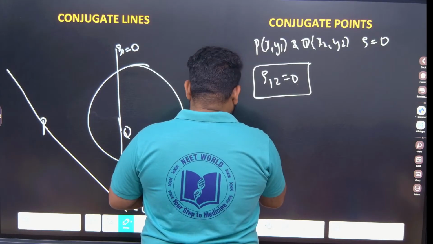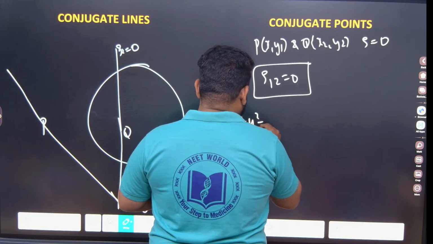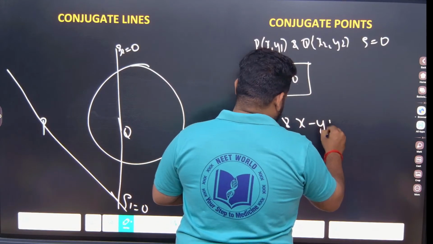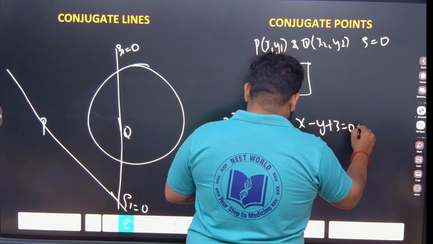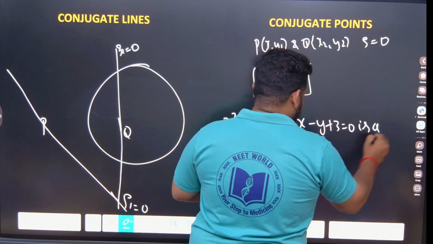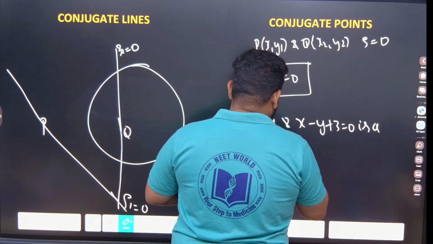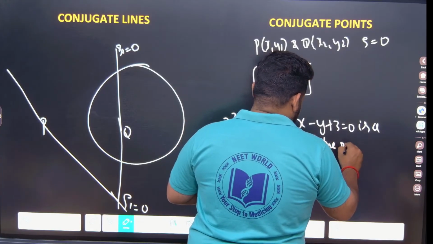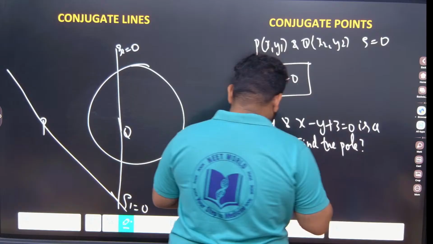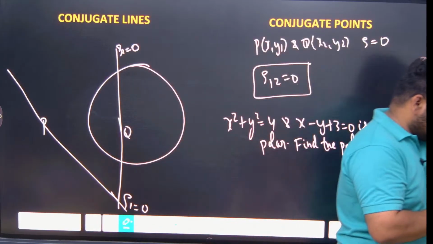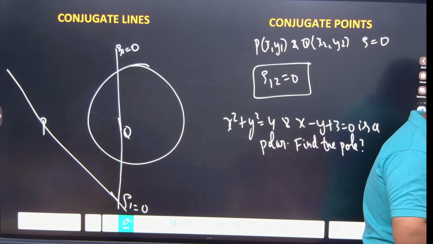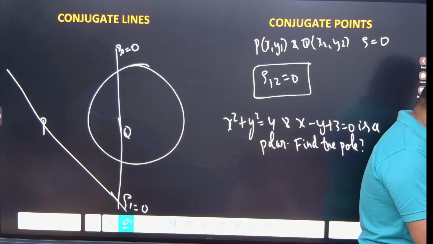x square plus y square is equal to 4 is the equation of the circle and x minus y plus 3 is equal to 0 is a polar. Find the pole. This is the question. So how do you solve this question? Find the pole.